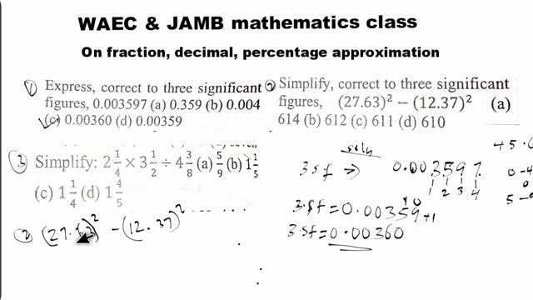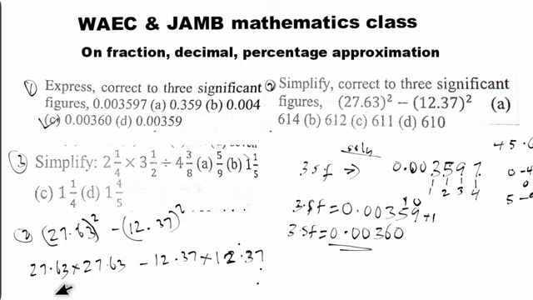Let me use the calculator to solve it, to make it easy and to make the work fast. What you just have to do here is 27.63 multiplied by 27.63. That is the meaning of 27.63 squared, it's multiplied by itself two times. So this one becomes 27.63 multiplied by 27.63, minus 12.37 multiplied by 12.37.